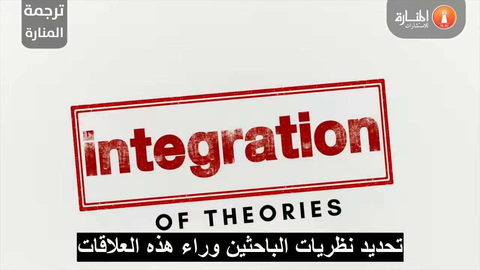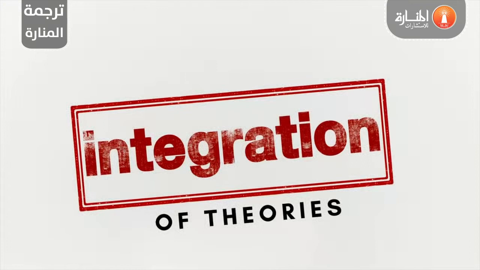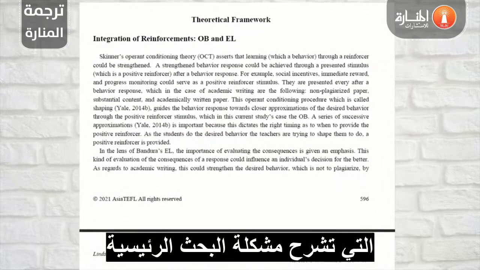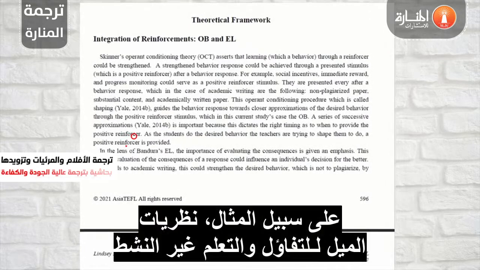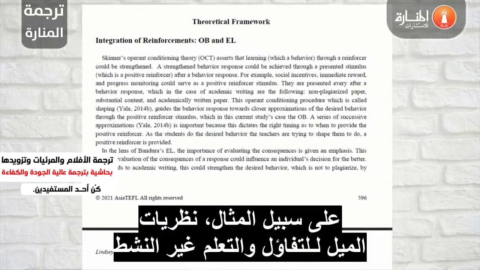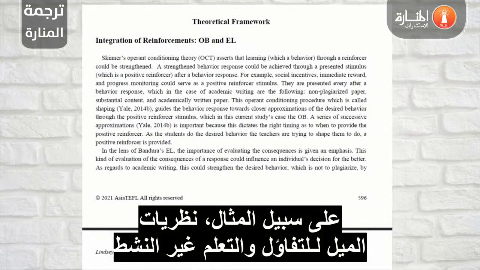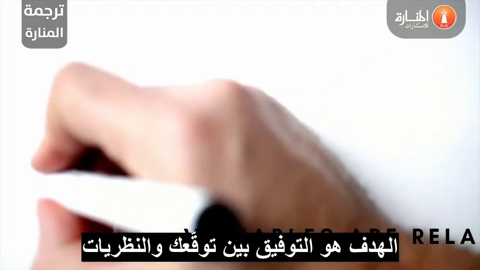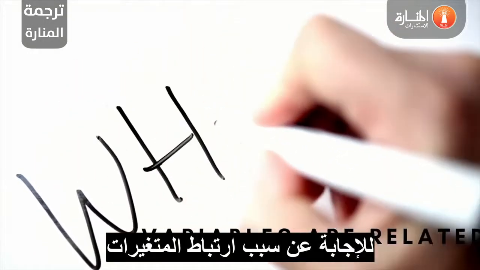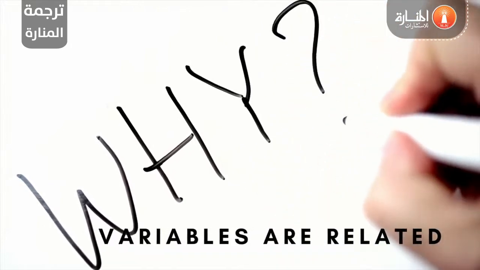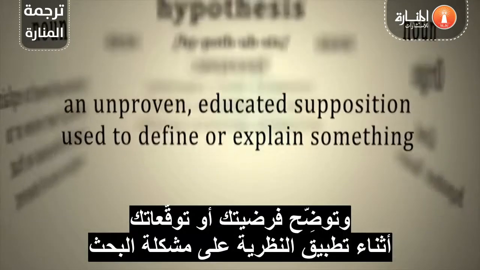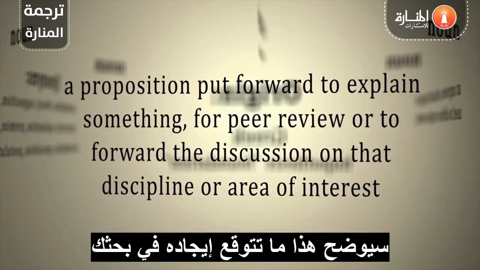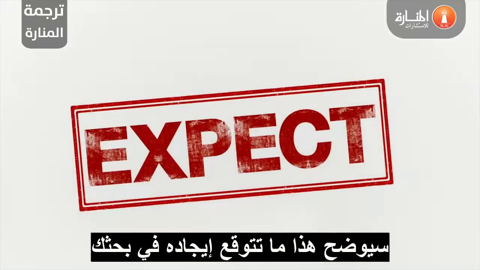Determine other researchers' theories behind these relationships and identify possible integration of theories that explains your major research problem. For example, integration of optimism bias and enactive learning theories. The goal is to intertextualize the RevLit and theories to answer why the variables are related, and state your hypothesis or predictions as you apply the theory to the research problem. This will articulate what you expect to find in your research.